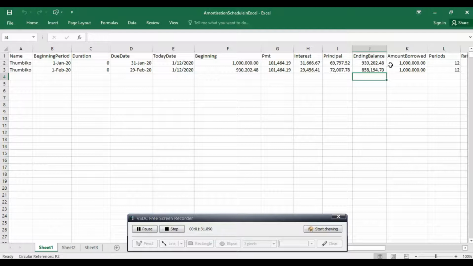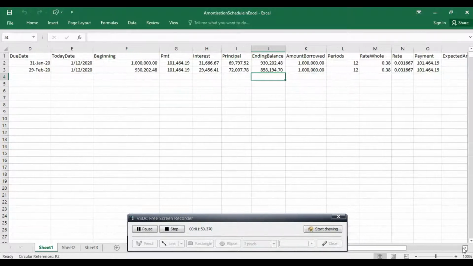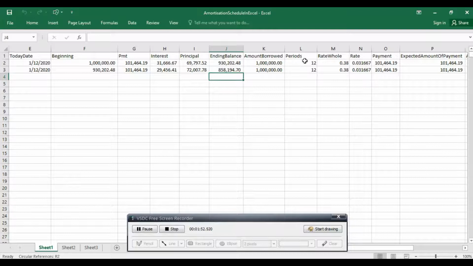The amount borrowed is 1 million. The amount which is to be borrowed by the customer, Tumbiko, is repayable every month, so every month for 1 year, that is 12 months, at a rate of 38%.